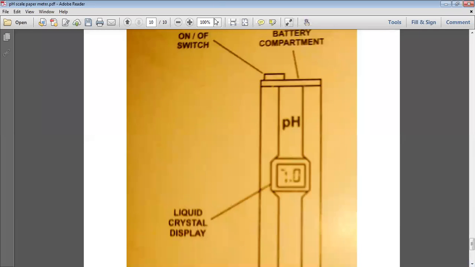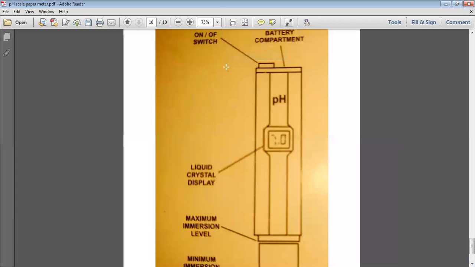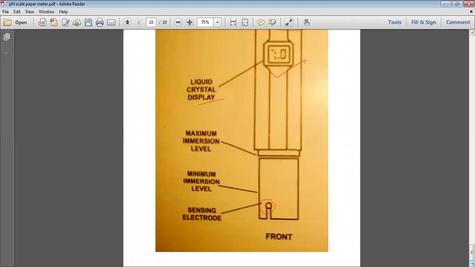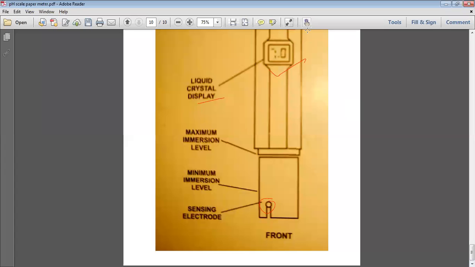You can see here, I have a picture of a pH meter. You can see that in the pH meter, this is the on-off switch. This is the battery compartment up to here. Then this is the liquid crystal display where we can find out the pH. And this is the maximum storage level, and this is the minimum storage level. This is the bulb which measures the pH. That is what I have shown you. So I hope, my dear students, you understood about the pH meter and pH paper.